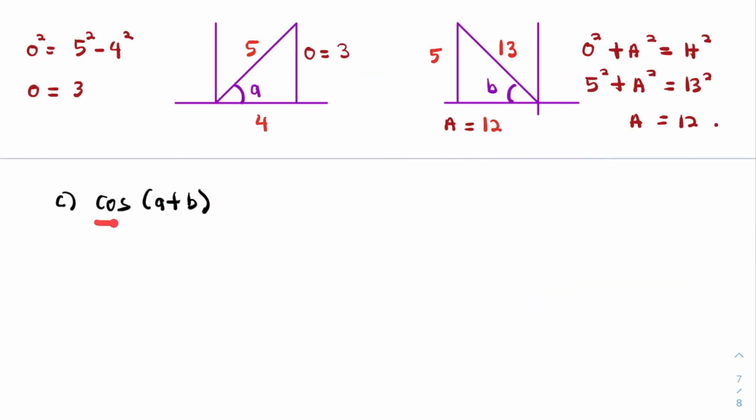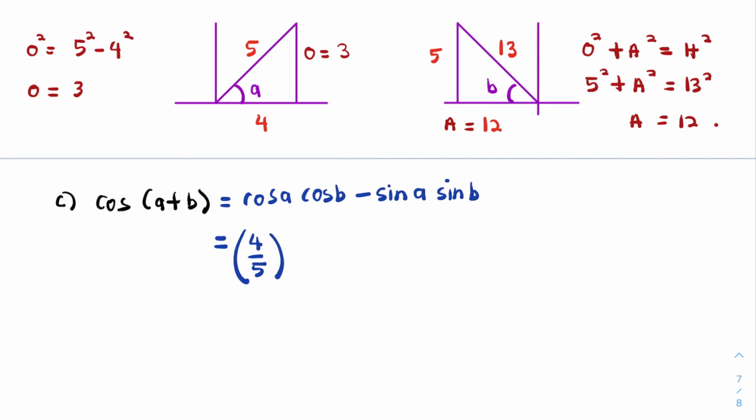It asks for cosine of A plus B. So first thing, apply the formula. This one would be cosine A multiplied by cosine B minus sine A multiplied by sine B. Now substitute the values. Cosine A, this is the triangle for angle A, so cosine is adjacent over hypotenuse, 4 over 5. Cosine B, the angle B over here: adjacent is 12, hypotenuse is 13.